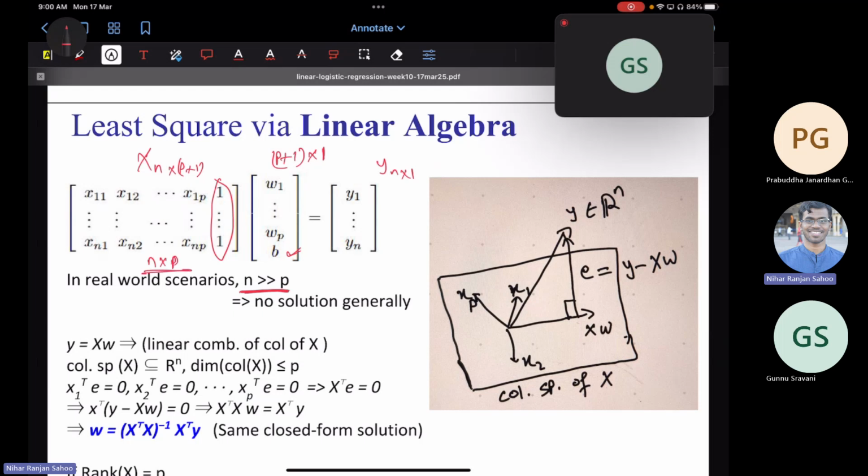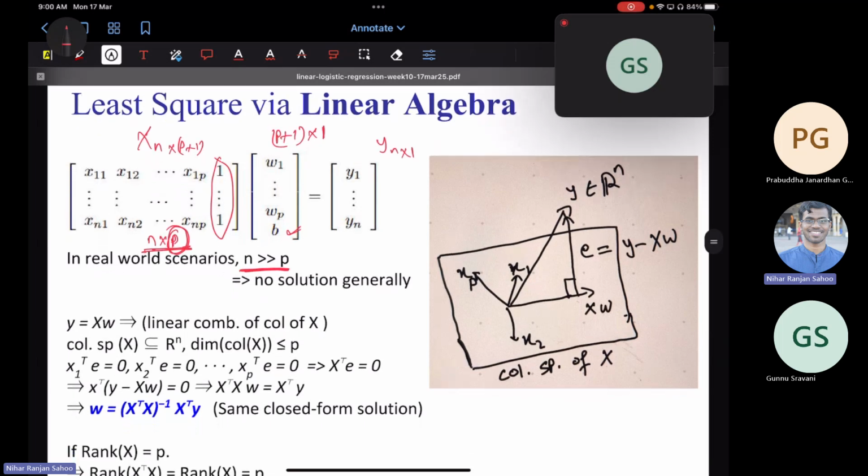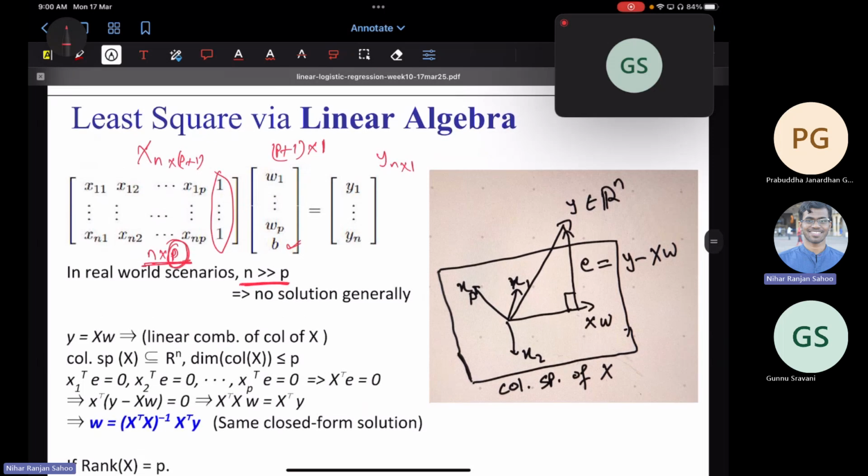So if this is an n cross p matrix and we know p is less, then the maximum rank will always be p, right? So the maximum possible rank. I am not saying this is the rank. That's the maximum possible rank, right? But what is this computation? What is this computation happening here?